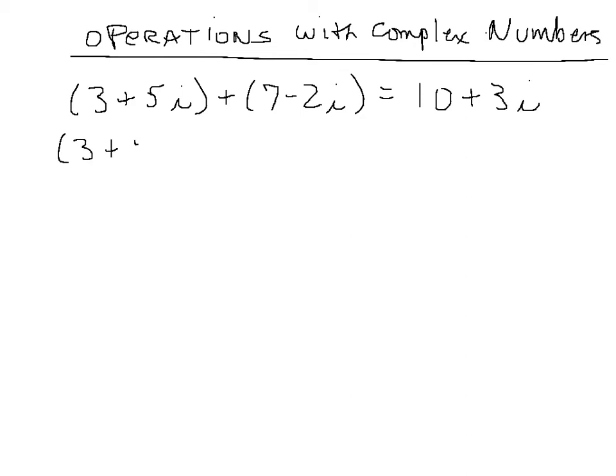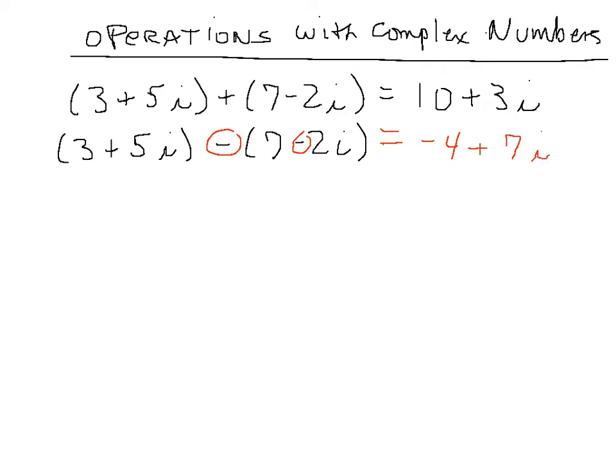Okay? So it's hardly worth your time, but if we're doing subtraction, the only thing here is you got to make sure that you remember that when you have a negative and a negative, it becomes a positive. And so this is going to equal minus 4 plus 7i. Right? So adding and subtracting complex numbers, no big deal.